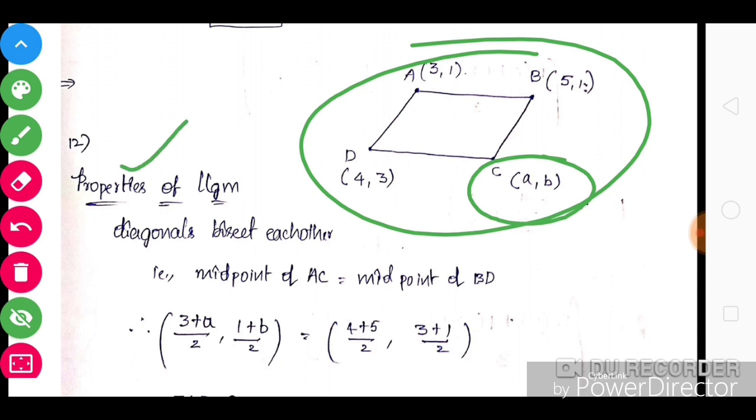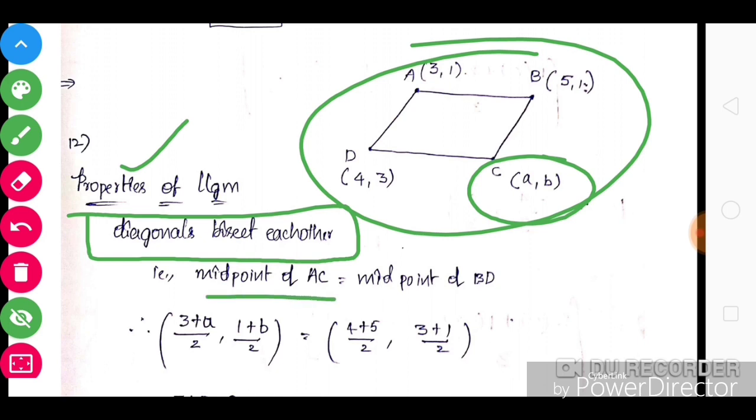If you use the properties of parallelogram, the diagonals bisect each other. That means midpoint of AC is equal to midpoint of BD. That means they both represent the same point. So if you find midpoint of AC, it will be x1 plus x2 by 2, y1 plus y2 by 2. It will be 3 plus a by 2, 1 plus b by 2. And for BD, it will be 4 plus 5 by 2 and 3 plus 1 by 2. Okay.